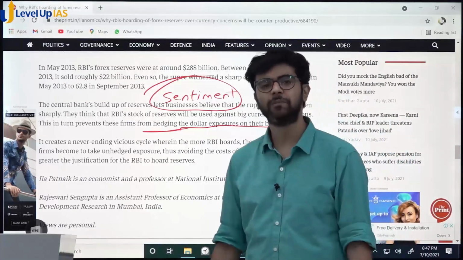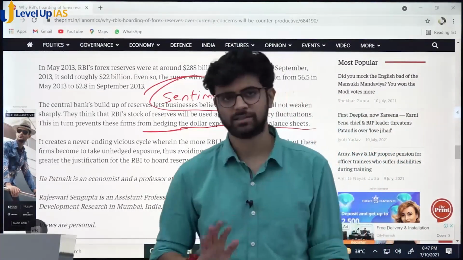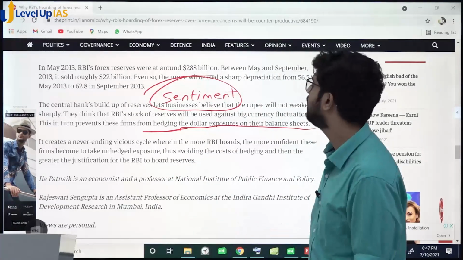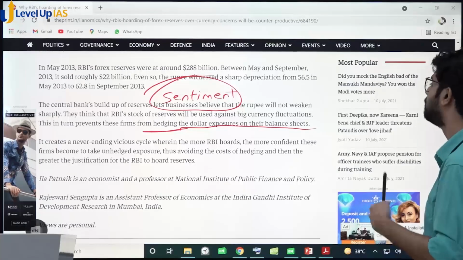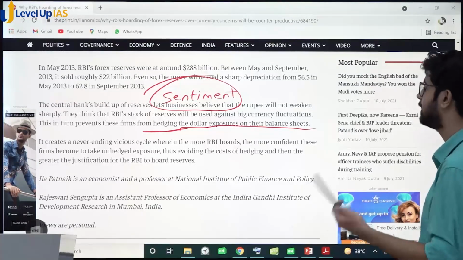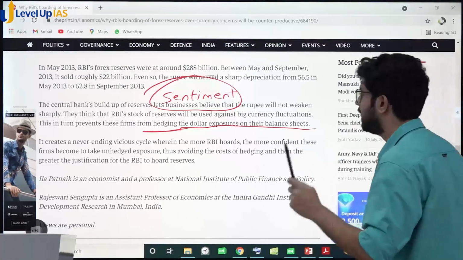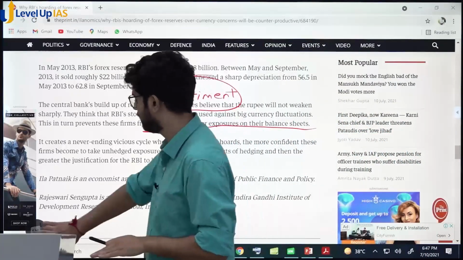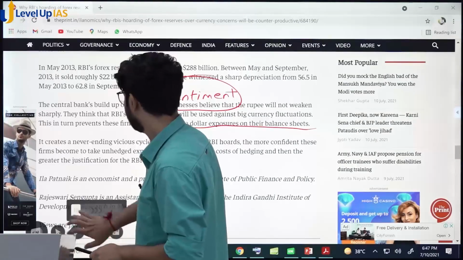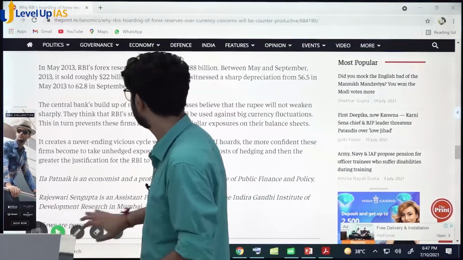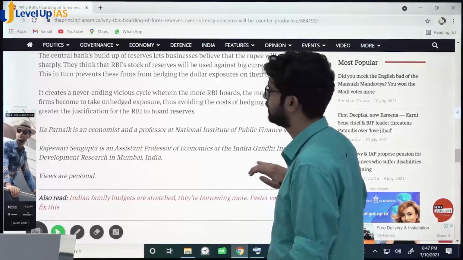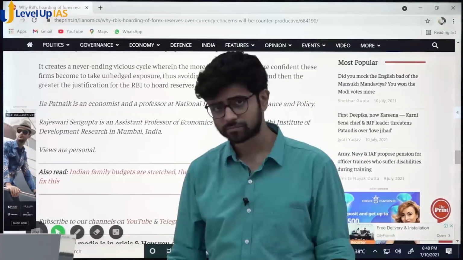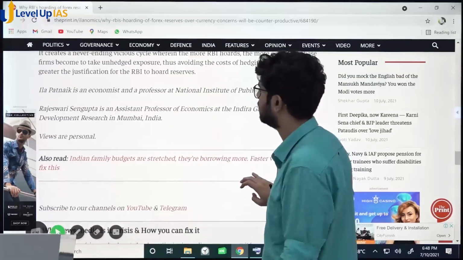This prevents them from taking precautionary measures. Normal. Leave this, it is a bit advanced. It creates a never-ending vicious cycle wherein the more RBI holds, the more confident these firms become to take unhedged exposure, thus avoiding the cost of hedging, and then the greater justification for RBI to hold reserves. Leave this. Even if you don't understand, this is fine. We'll touch hedging in the market chapter, but I don't think it is very important from the UPSC point of view. I don't want to get into the complexities of hedging and types of hedging and everything.